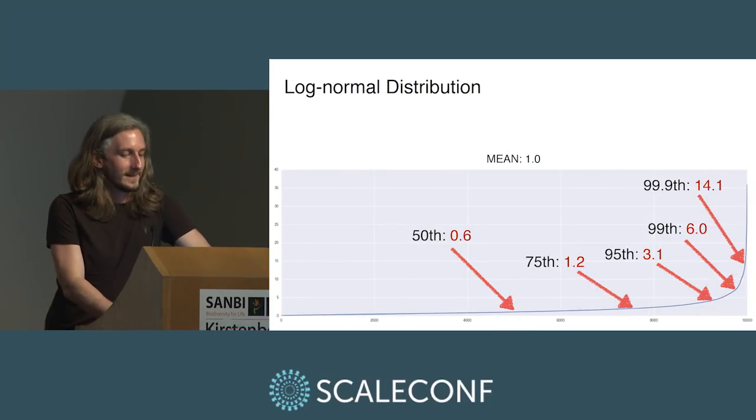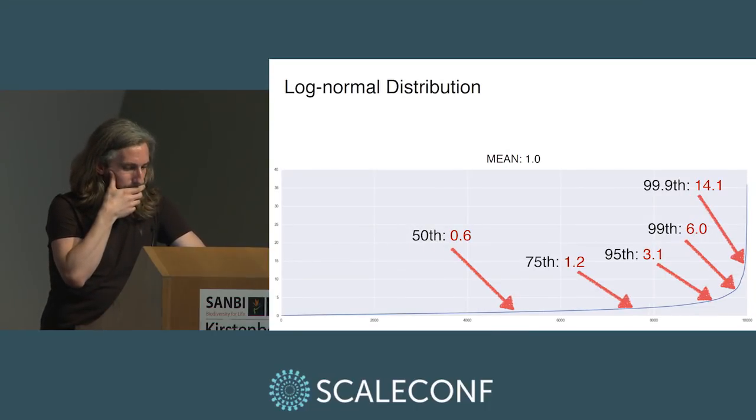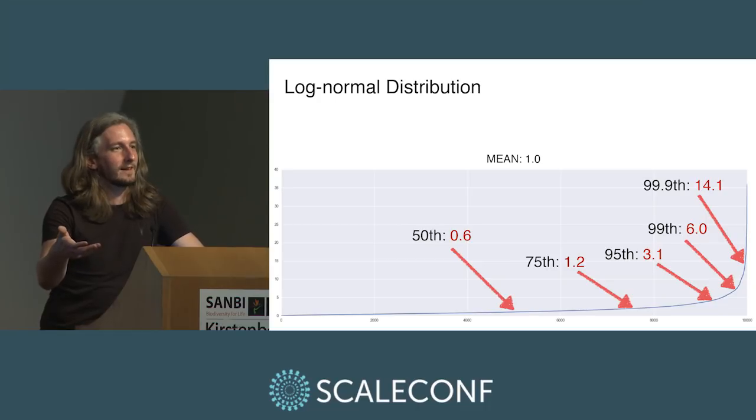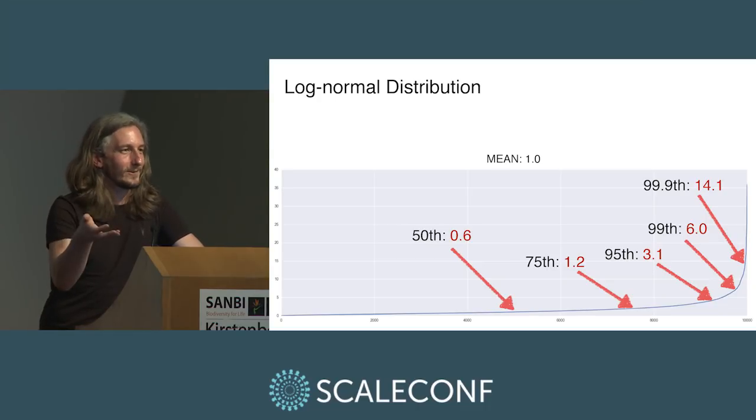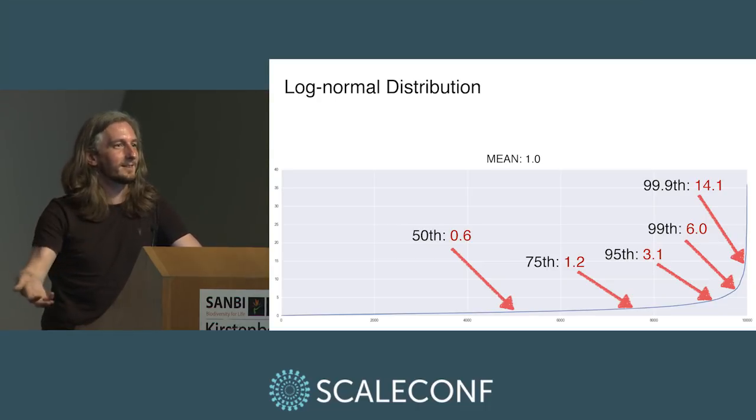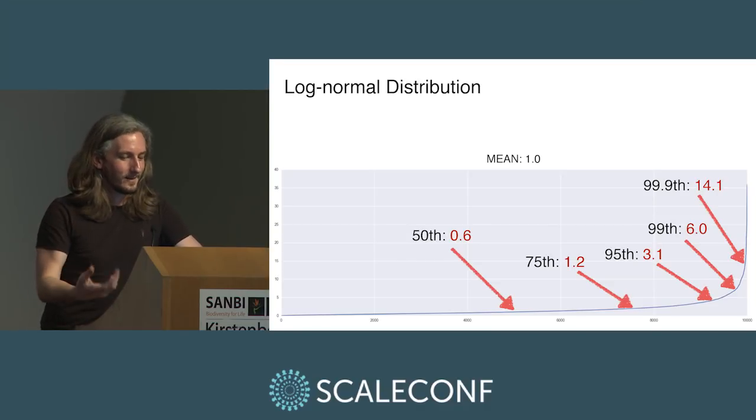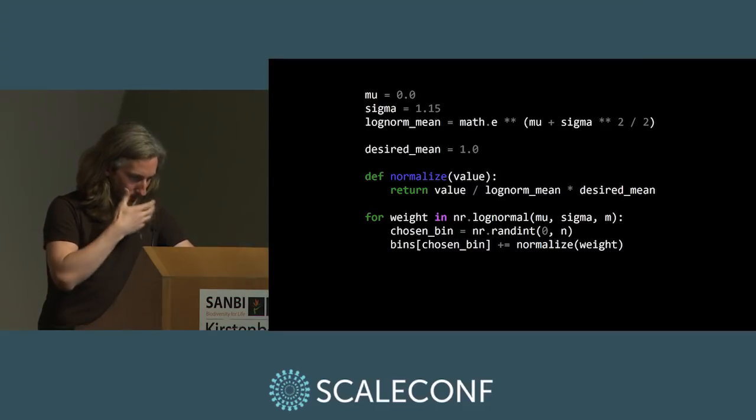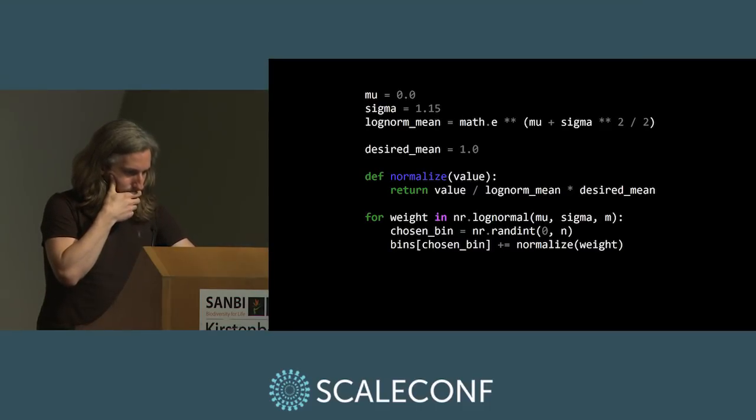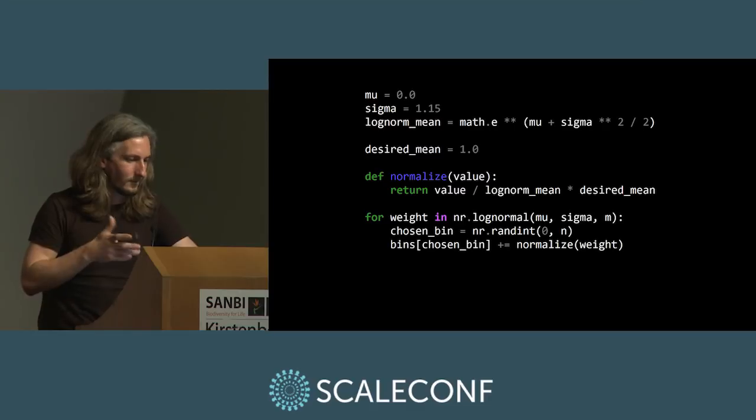99.9 is all the way up to 14.1, right? So I find this interesting because what is this going to do to our little script that is modeling this balls into bins, this load balancing problem for us? Let's look. So, right, let me walk through this a little bit.